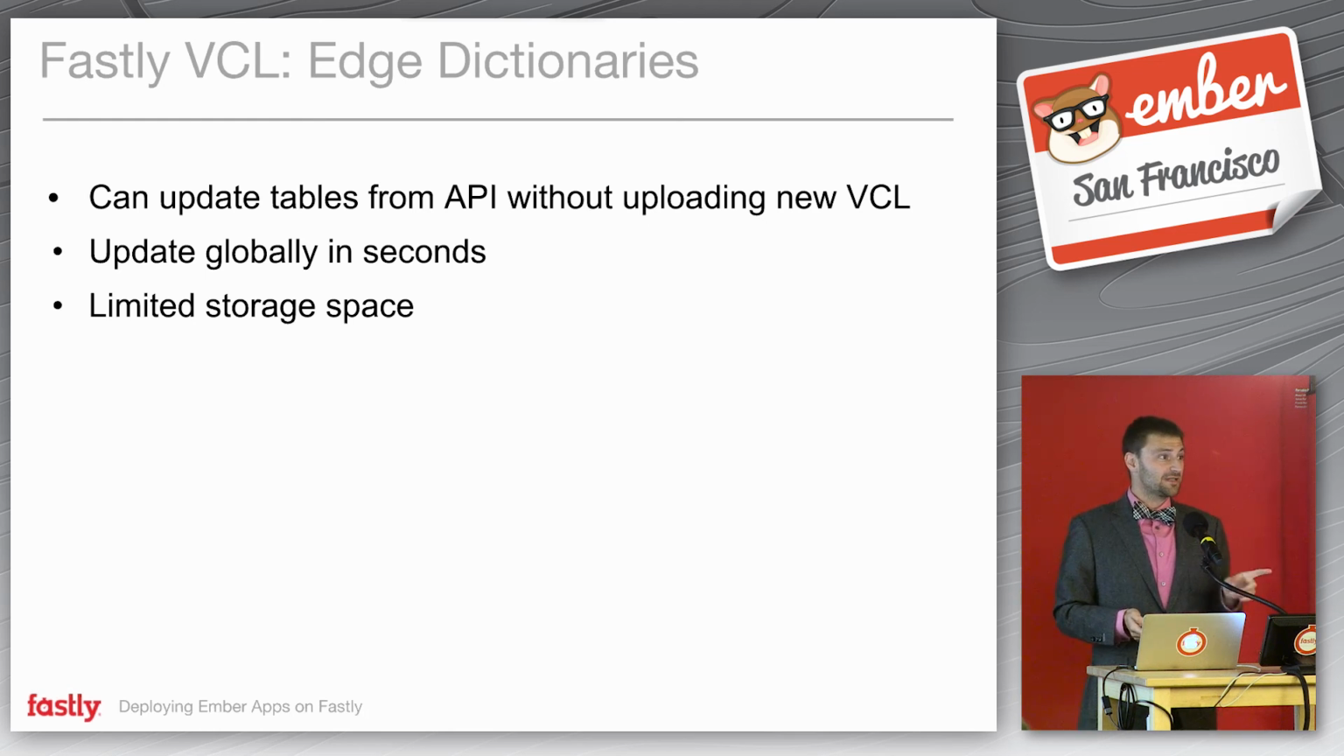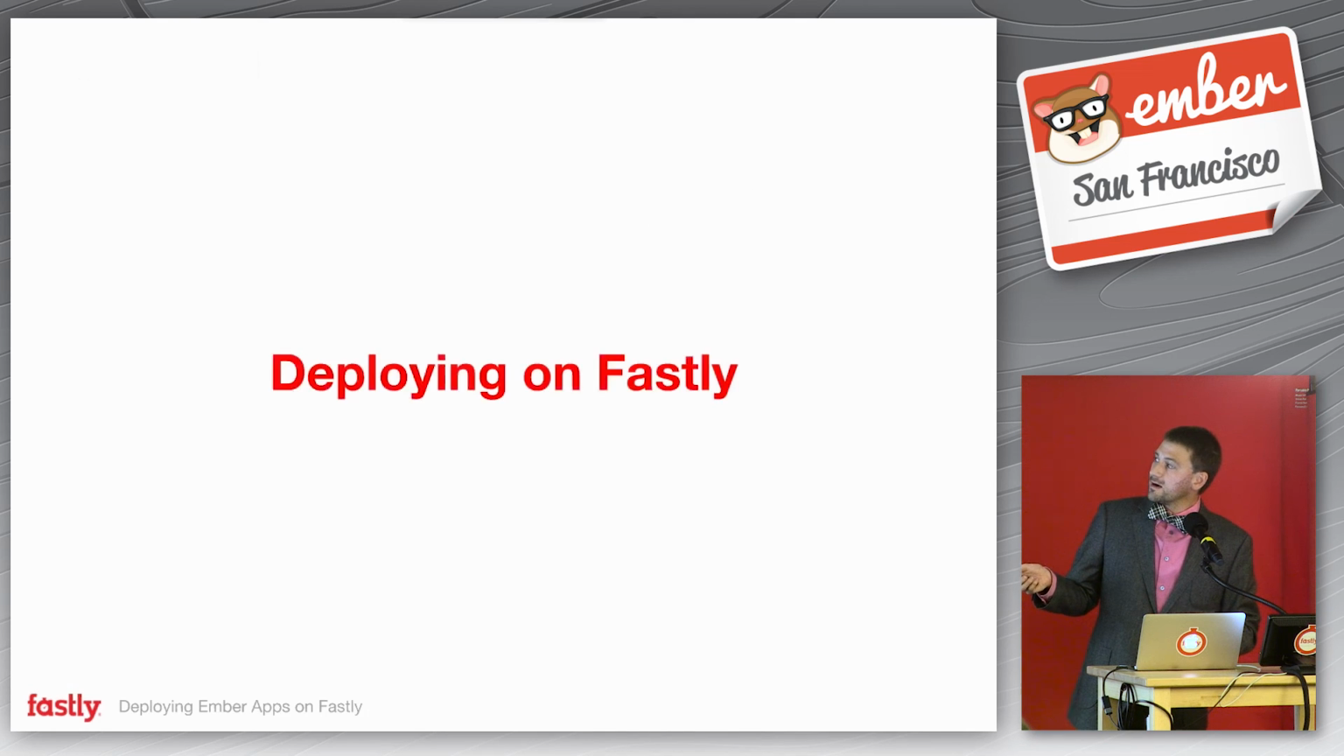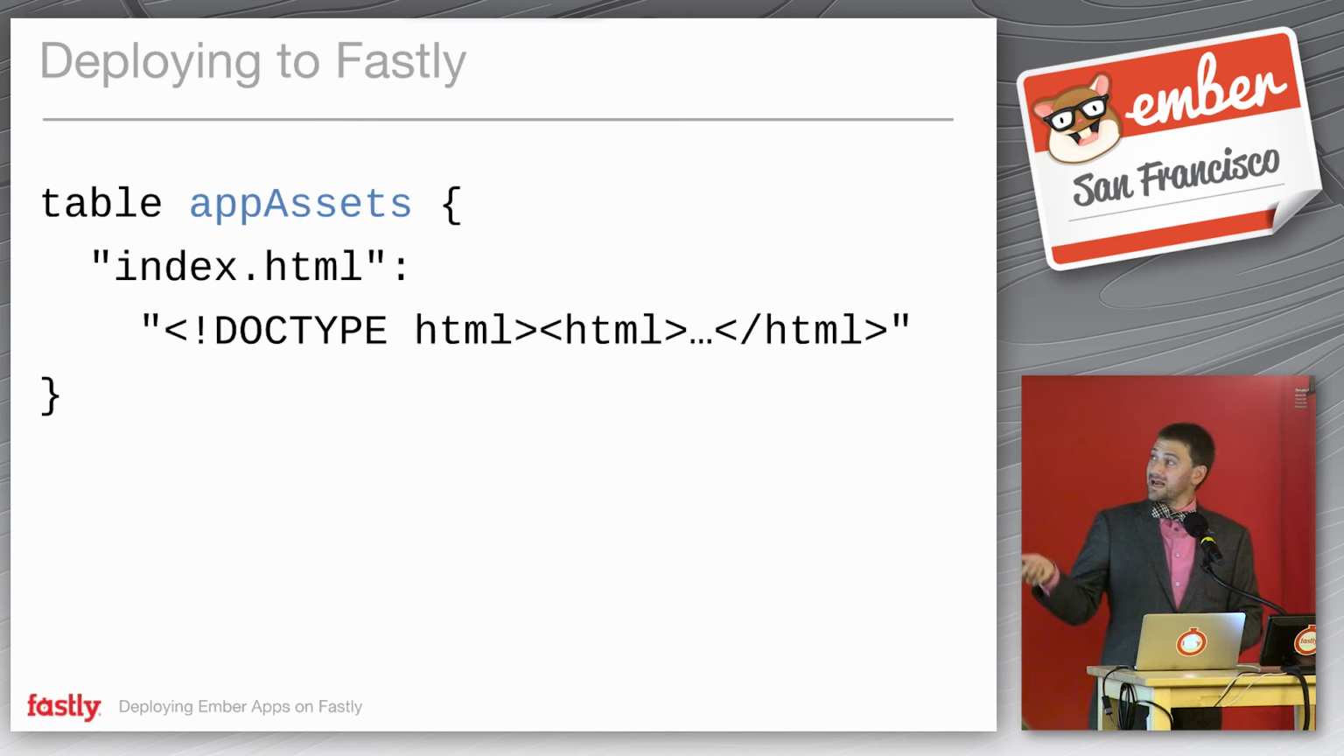I don't want to say exactly how many bytes, but I wouldn't try uploading your entire Ember app. But we can use it for just the index.html. Ember apps tend to have pretty small index.htmls, 100, 200 lines, something like that. So we can totally fit that. So what we do is we create a table called app assets that has exactly one entry, and that entry is index.html, whatever your index.html content is.